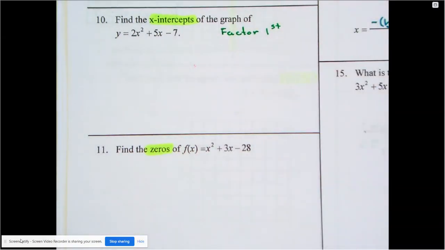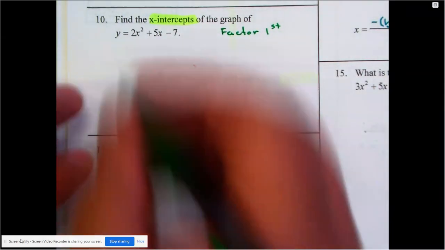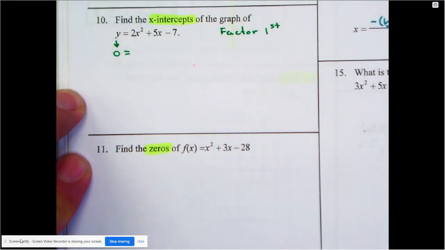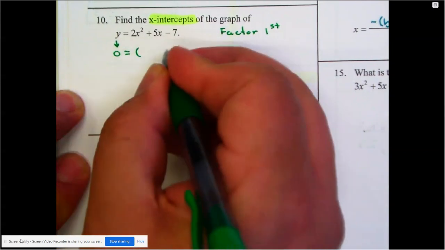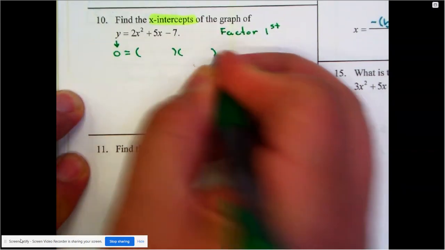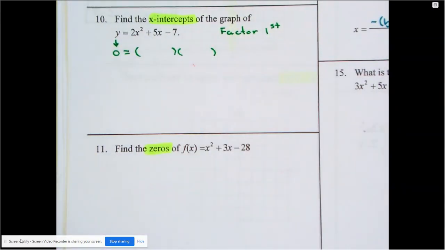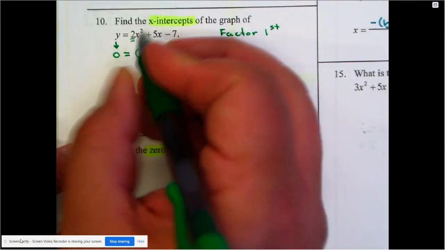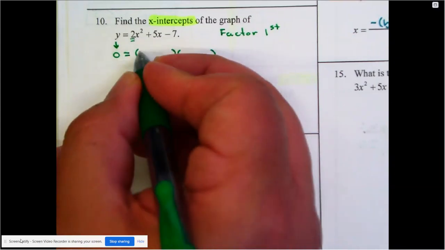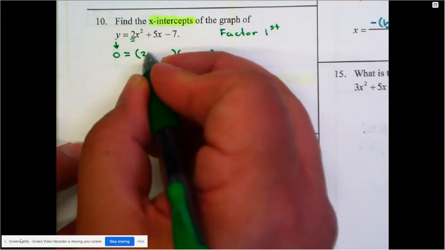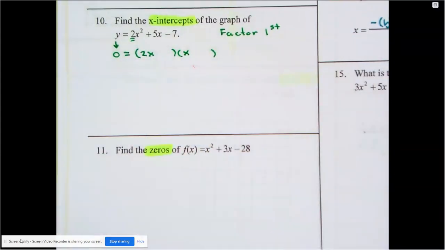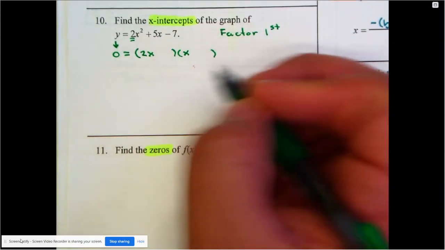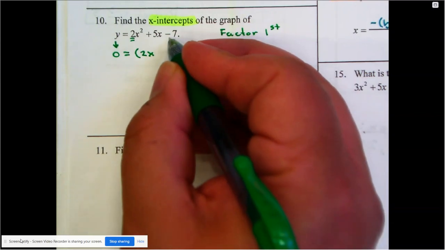All right. When it comes to our factoring, I set it equal to 0 because I am going to be looking for x-intercepts, but I need to factor this one out. Now remember, this is where we have to use the guess and check technique for this one, especially because we have a 2 here. So the only factors that give me a 2 are 2 and 1. So it's 2x and x. And then the only factors that give me a 7 are 7 and 1. And we know it's a negative.